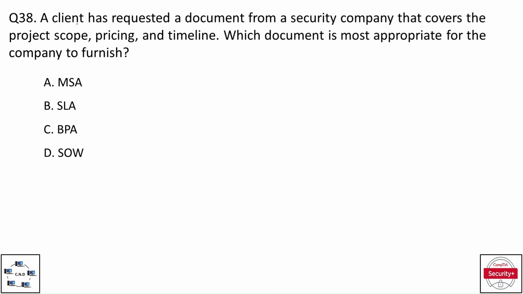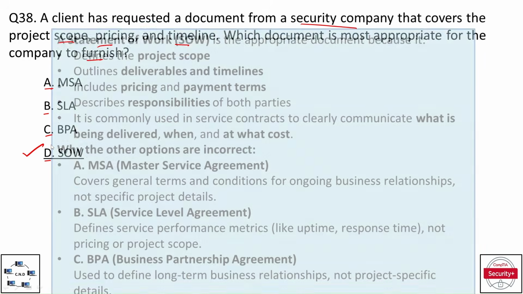Question number 38. A client has requested a document from a security company that covers the project scope, pricing, and timeline. Which document is most appropriate for the company to furnish? The options are option A, MSA, option B, SLA, option C, BPA, and option D, SOW. And the correct option is option D, SOW, that is statement of work.